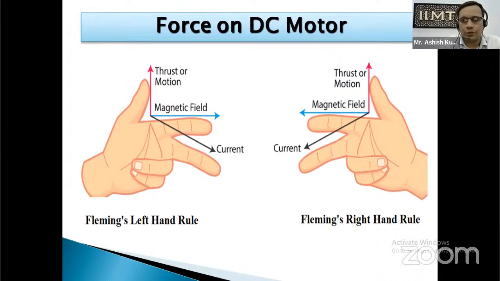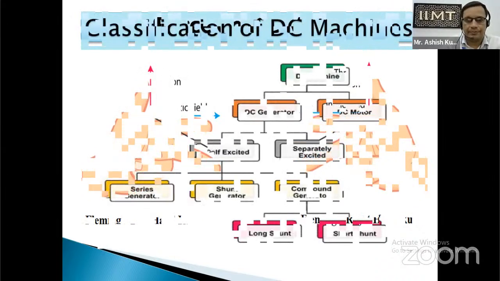What is Fleming's left-hand rule? Fleming states that when we stretch our three fingers in such a way that they are mutually perpendicular to each other, the thumb represents the direction of motion, or we can say the thrust force, the middle finger tells about the current, and the forefinger tells about the magnetic field, as seen here in the diagram.